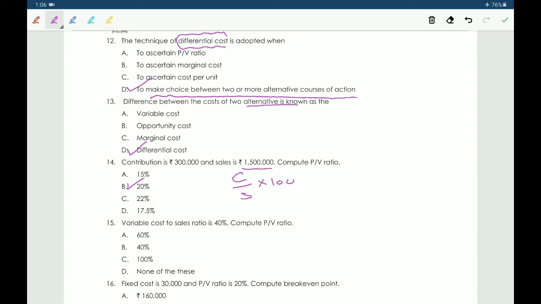Next, 15th, variable cost to sales ratio is 40%. Compute PV ratio. We know that variable cost ratio plus PV ratio equal to sales 100%. Here variable cost is given as 40%. So the remaining 60% is the PV ratio. Option A.